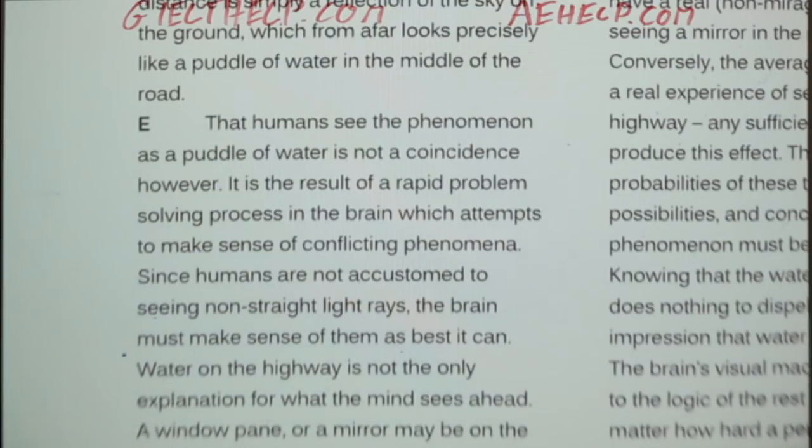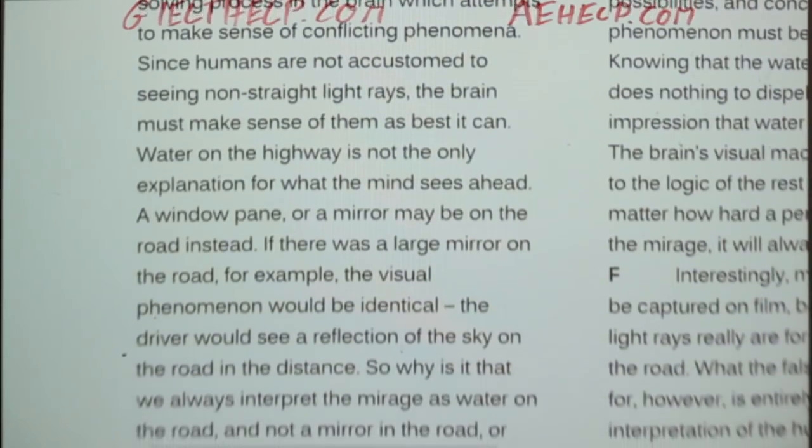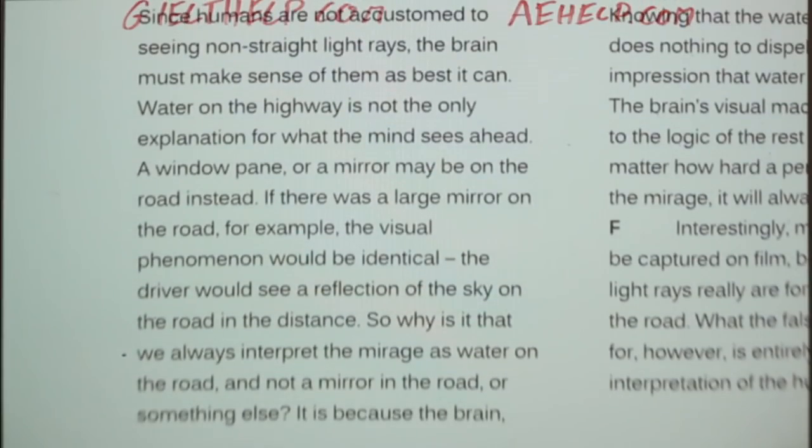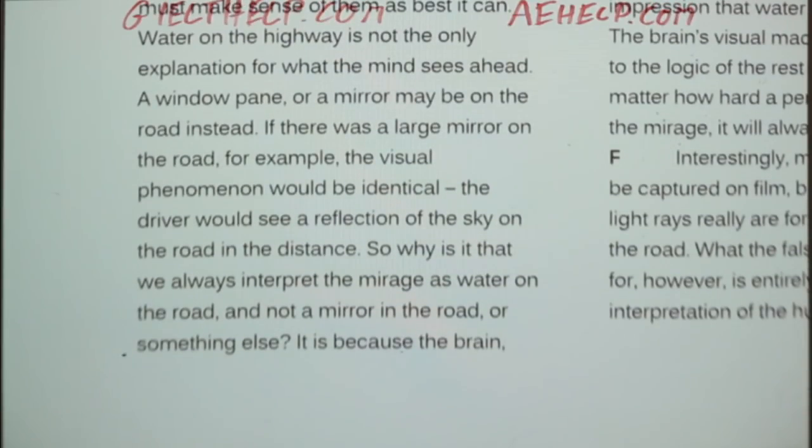That humans see the phenomena as a puddle of water is not a coincidence, however. It is the result of a rapid problem-solving process in the brain which attempts to make sense of conflicting phenomena. Since humans are not accustomed to seeing non-straight light rays, the brain must make sense of them as best it can. Water on the highway is not the only explanation for what the mind sees ahead. A window pane or a mirror may be on the road instead. If there was a large mirror on the road, for example, the visual phenomena would be identical. The driver would see a reflection on the sky on the road in the distance.